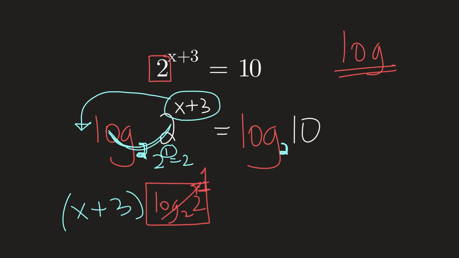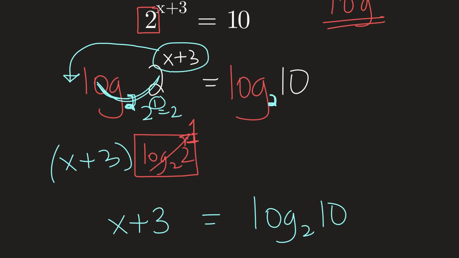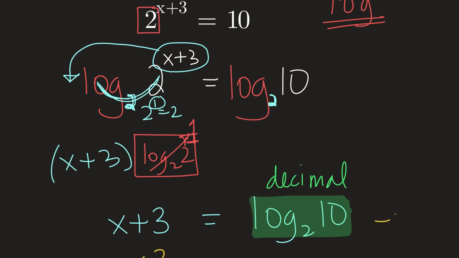So x plus 3 times 1 is just x plus 3. And on the right side, we have log base 2 of 10. Now, if you're so concerned, this number is a decimal. All logarithms are basically decimals if they're not perfect logs. This is just a decimal number, and you have lots of calculators and different ways to figure out what that is as a decimal. So we are just doing math with decimals. That's all a logarithm is, a decimal.